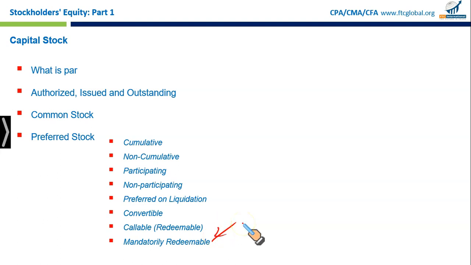Mandatorily redeemable preferred stock. As the name suggests, these are like debt. That's why they are considered a liability. Any mandatorily redeemable preferred stock, 5 years, 10 years, has to be fully redeemed at that date. So the company must buy back the stock on the maturity date after 5 years or 10 years. It's important. This type of stock clearly is like a debt. That's why it is classified as a liability. It is reported as a liability.